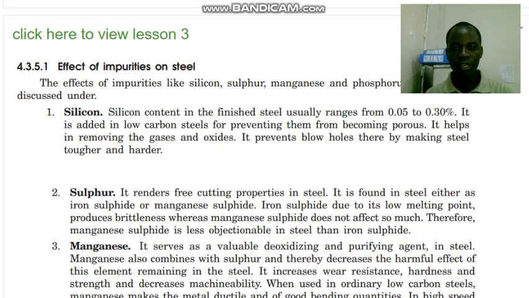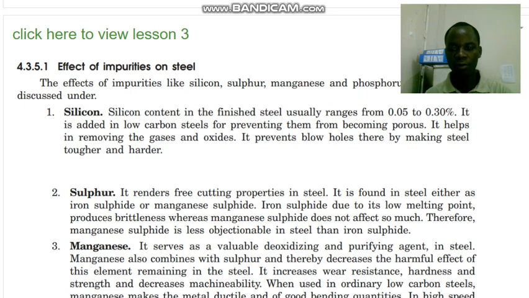So what is the effect of adding sulfur? Sulfur renders the steel so that it can be cut easily. So free cutting property in steel is given by the element sulfur. That's why we need to add sulfur together with carbon and iron to make steel.